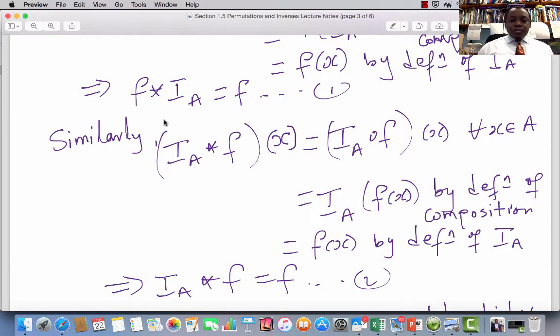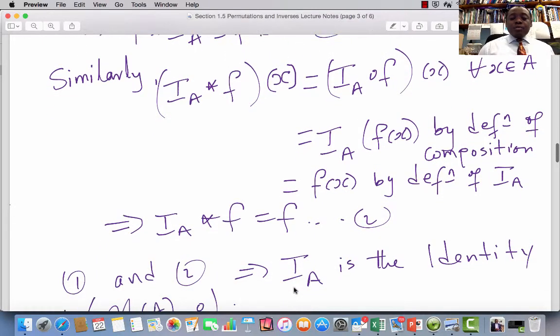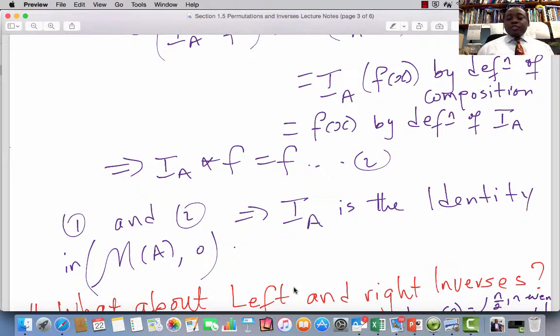So we have just shown that f star I_A equals f and I_A star f equals f, and therefore we can conclude from 1 and 2 that I_A is the identity in M_A under the operation composition.